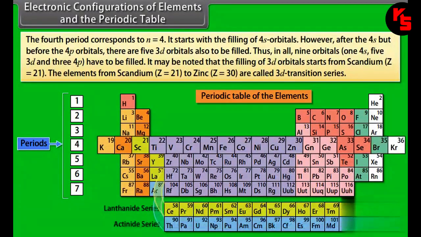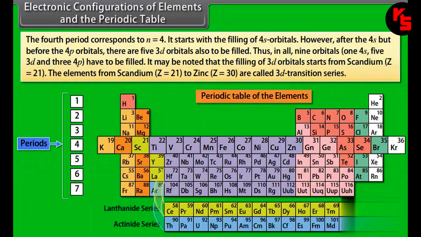The fourth period corresponds to n equals 4. It starts with the filling of 4s orbitals. However, after the 4s but before the 4p orbitals, there are 5 3d orbitals also to be filled. Thus, in all, 9 orbitals, one 4s, five 3d and three 4p, have to be filled. It may be noted that the filling of 3d orbitals starts from scandium, atomic number 21.